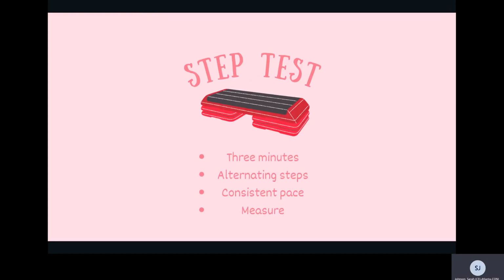So first up is the step test. It's a 3-minute basic aerobic fitness test. You'll alternate stepping up on a step and then back down. It's done at a consistent pace. And you'll take your heart rate calculations after the 3-minute period is up, and you will get your heart rate after that.